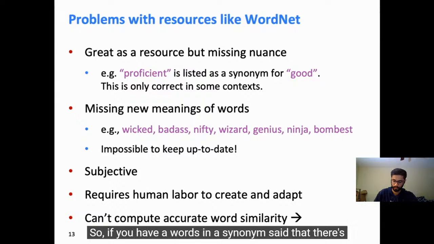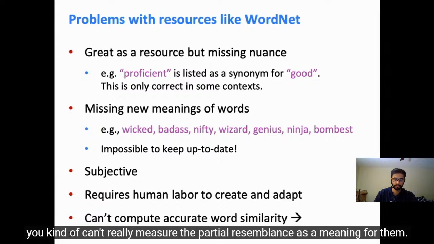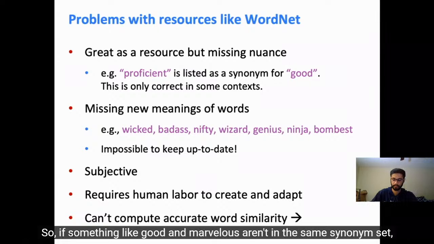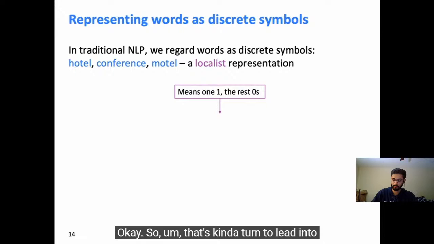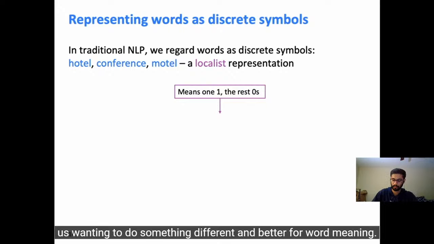So if you have words in a synonym set that are sort of a synonym, but maybe not exactly the same meaning, and if they're not in the same synonym set, you can't really measure the partial resemblances of meaning for them. So something like good and marvelous aren't in the same synonym set, but there's something that they share in common that you'd like to represent. Okay, so that's going to lead into us wanting to do something different and better for word meaning.